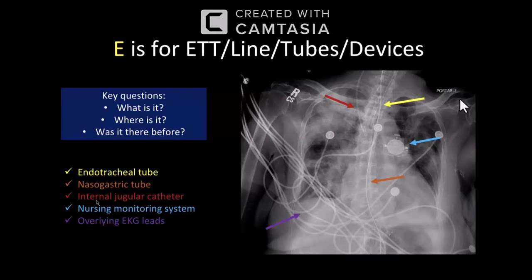So very important. Internal jugular vein catheters. Look at its tip. Where is it placed? Is it at the cavo-atrial junction, or is it going beyond the junction into the right atrium? Very important to mention. Once the tip is in the right atrium, patients are more prone to bradycardia. So it is a very important feature to note and intimate to the ICU physicians. Also, nursing monitoring systems, and you have to wade through these EKG lines.